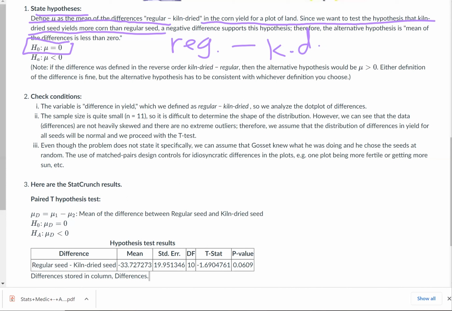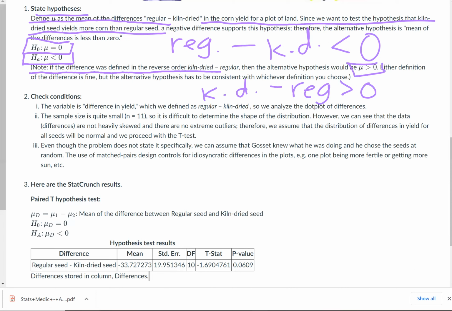So a lot like the texting example, but the alternative hypothesis is that I'm going to get a negative number when I do this difference because I think kiln dried should yield more. Like I said, I'm taking something bigger away from something smaller. Note that if the difference was defined in the reverse, kiln dried minus regular, then I'd be taking something smaller away from something bigger, so I'd be saying greater than. Then the alternative hypothesis would not be mu is less than 0, it would be greater than 0.